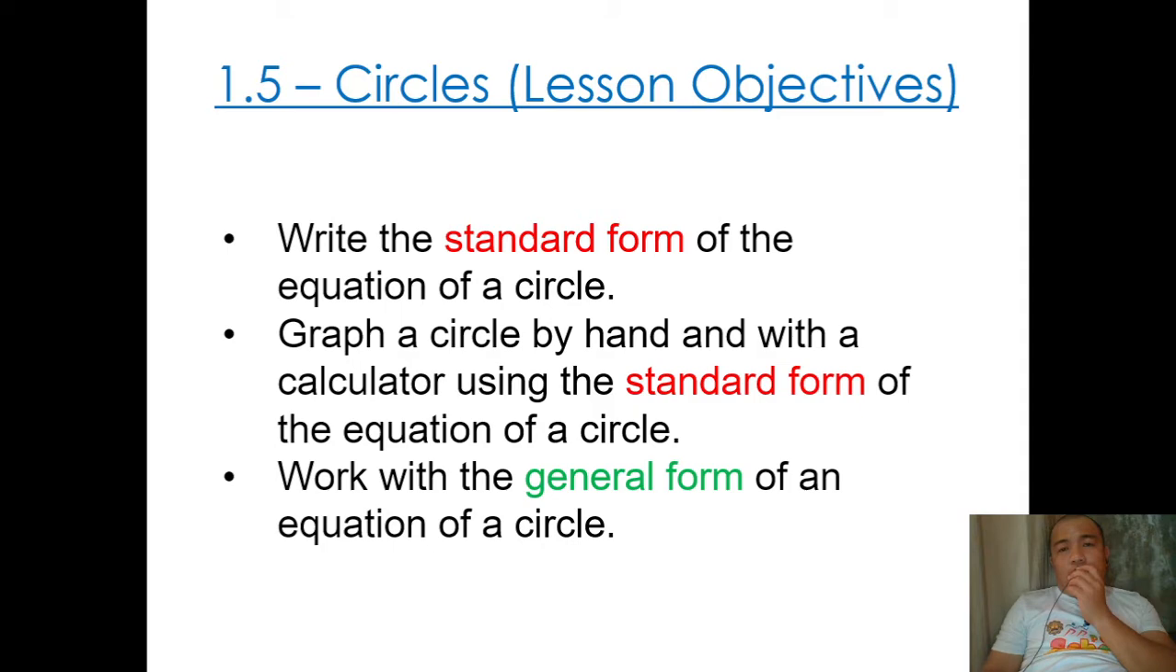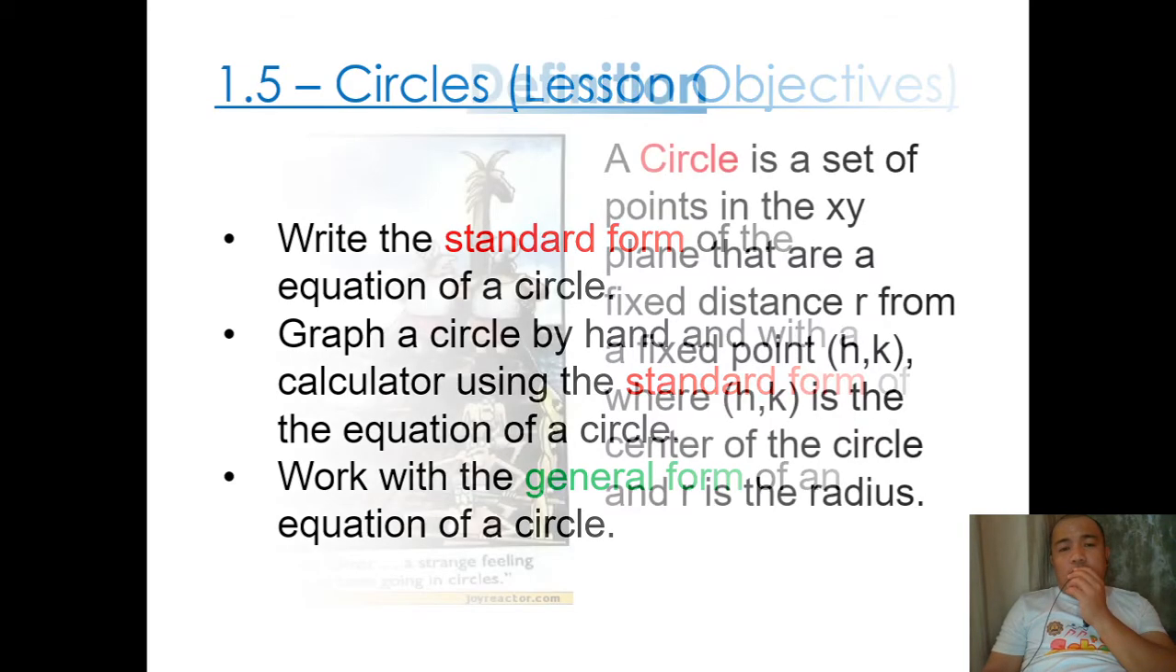So for the objectives today, we're going to write the standard form of the equation of circle. Graph a circle by hand and with a calculator using the standard form of the equation of circle. And for our advanced lesson, we're going to work with the general form of an equation of circle.